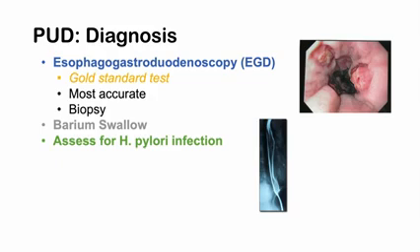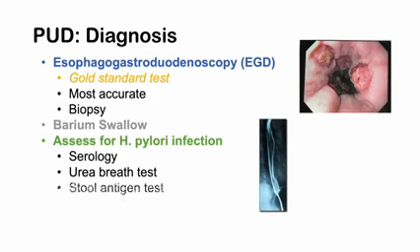It's also important to assess for H. pylori infection. So you can do this by serology testing, so you can look for antibodies against H. pylori. You can use the urea breath test, and then you can also perform the stool antigen test. So important to note here is that serology, or looking at antibodies against H. pylori, indicates that a patient has had H. pylori at some time in their life. It doesn't mean that they necessarily have a current infection, but it means that they've had an infection at some point. Stool antigen test is more likely to be used to see if there is a current infection.